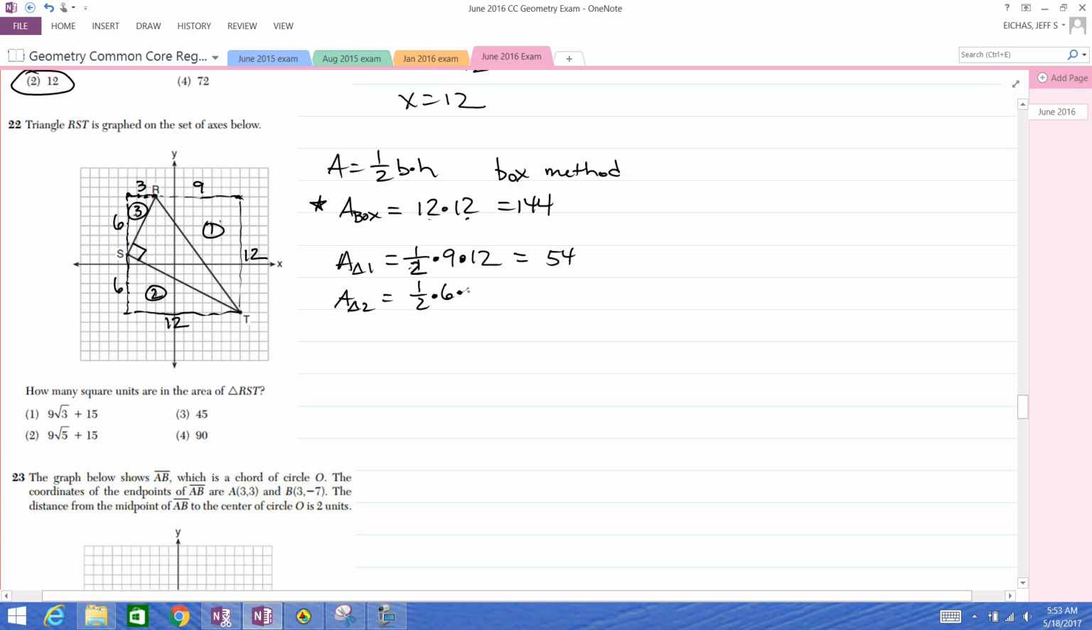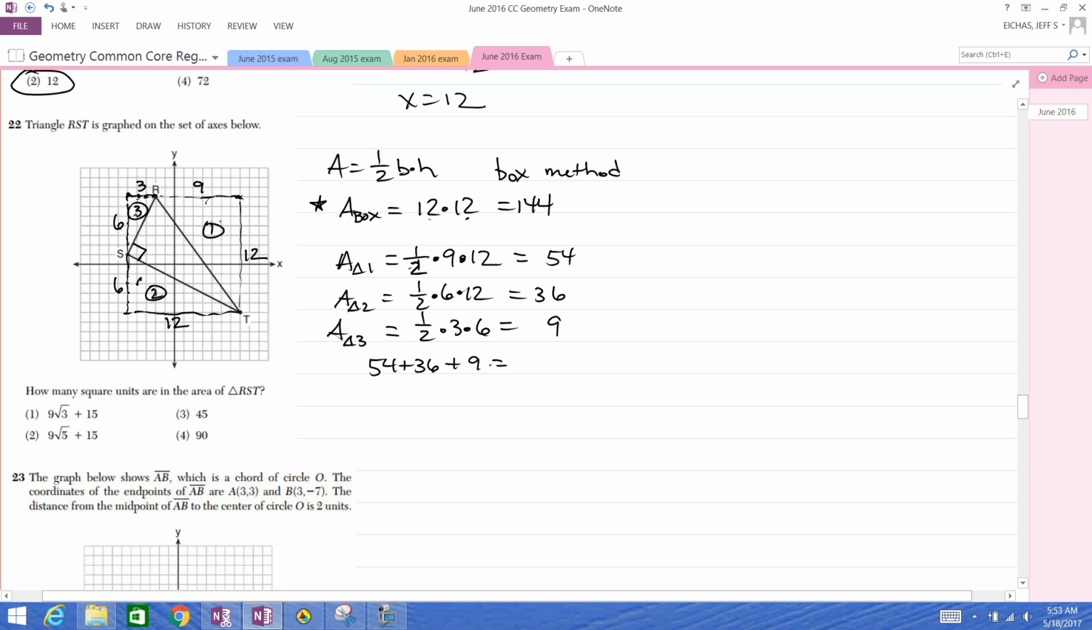Area of triangle 2 is down here: 1/2 times 6 times 12. And area of triangle 3: 1/2 times 3 times 6. All right, so these are all the extras. I'll add those together.